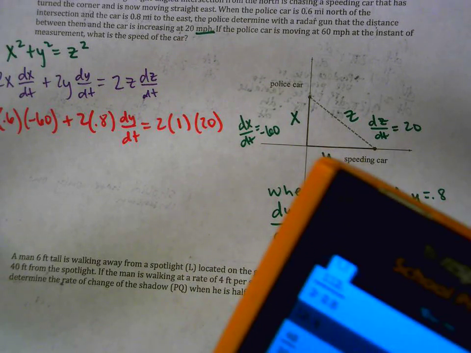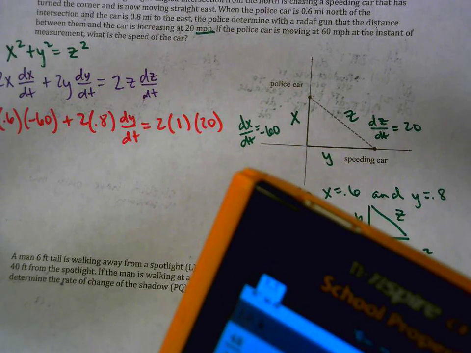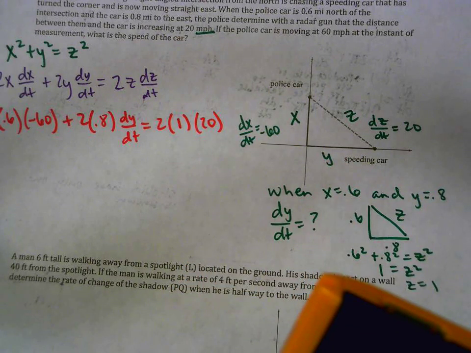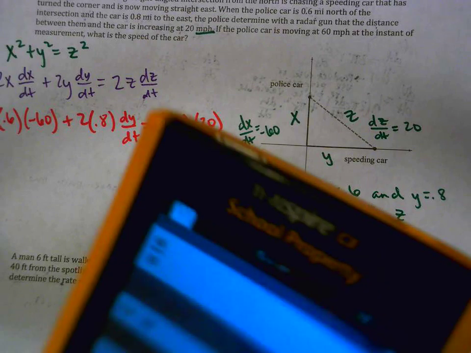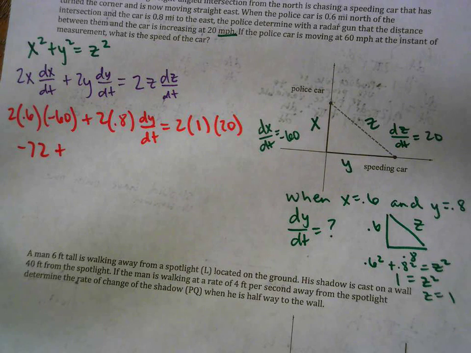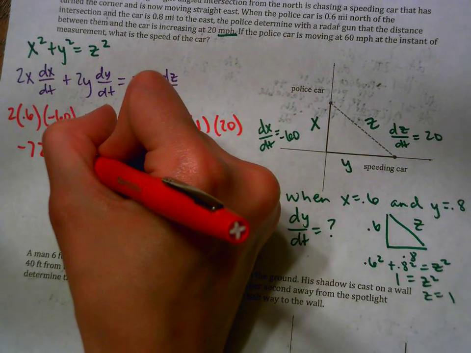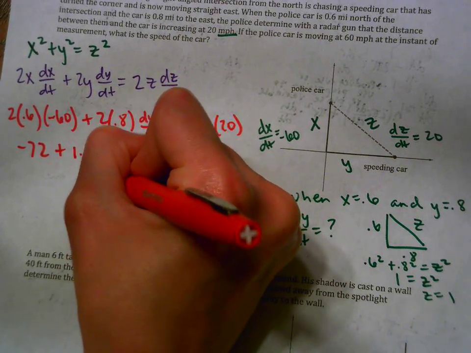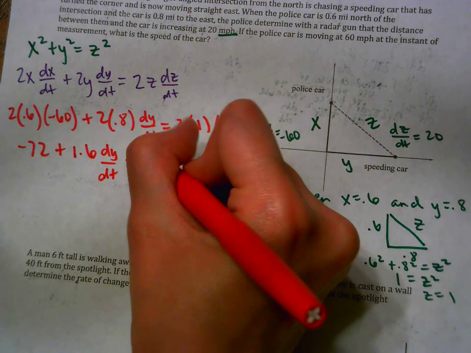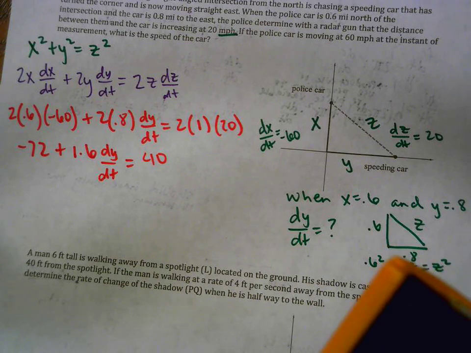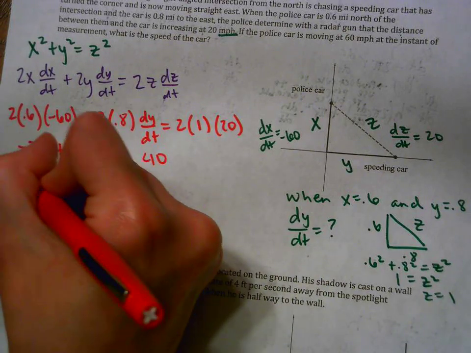So 2 times 0.6 times negative 60. I did not type that in right. Is negative 72. Plus, we'll say 2 times 0.8 is 1.6, sorry. I cannot do math today. And then 2 times 1 times 20 would be 40. And this one will add the 72. I'm sorry, I got distracted.